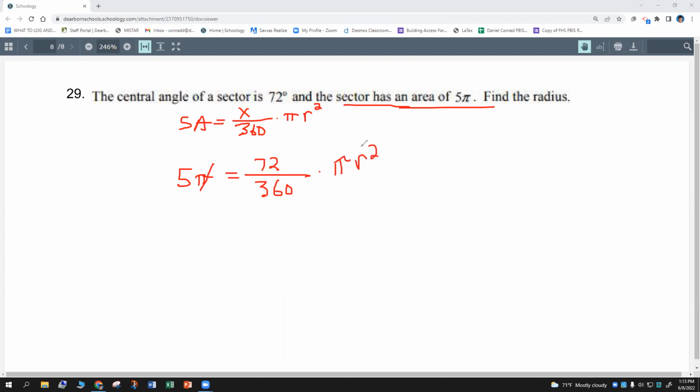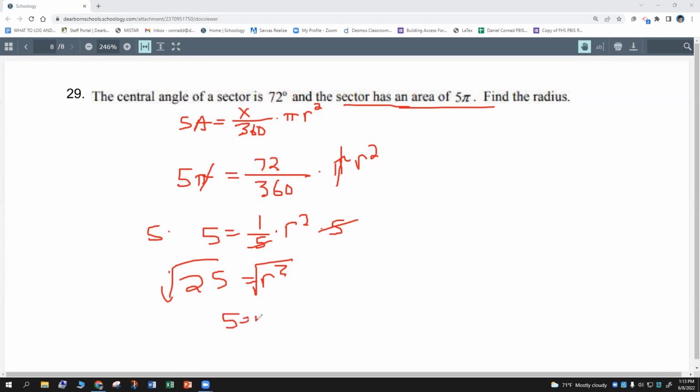All right, we can divide both sides by pi. And that gives us 5 equals 72 divided by 360. That's 1/5 times r squared. And we can now multiply both sides by 5. And that gives us 25 equals r squared. And if you take the square root of both sides, you end up with a radius of 5. So your answer should be 5 units long.